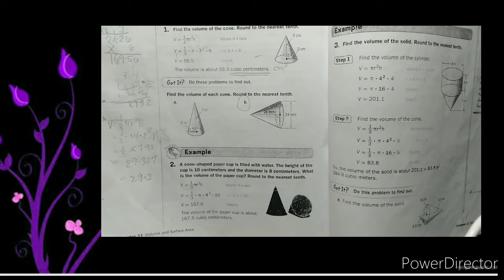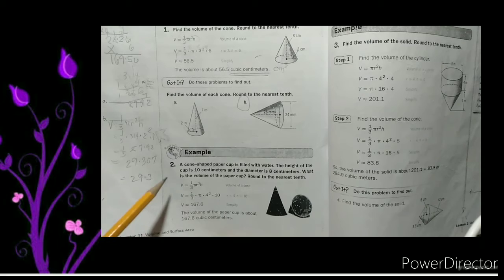Okay, so let's have another example. A cone-shaped paper cup is filled with water. The height of the cup is 10 centimeters and the diameter is 8 centimeters. What is the volume of the paper cup? Round to the nearest tenth.